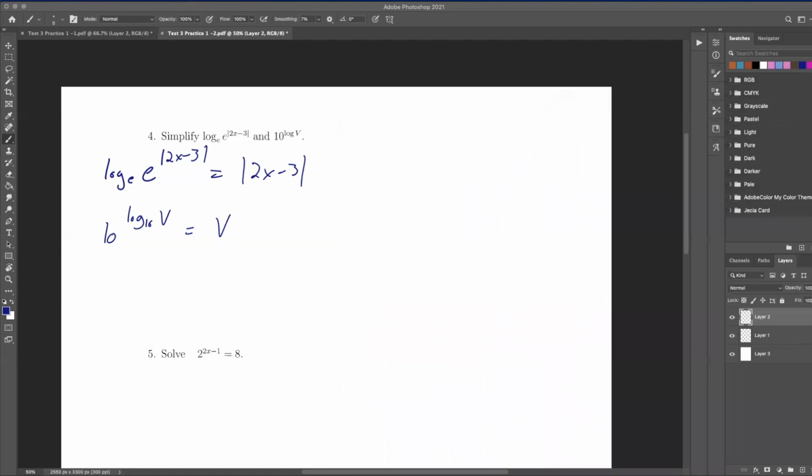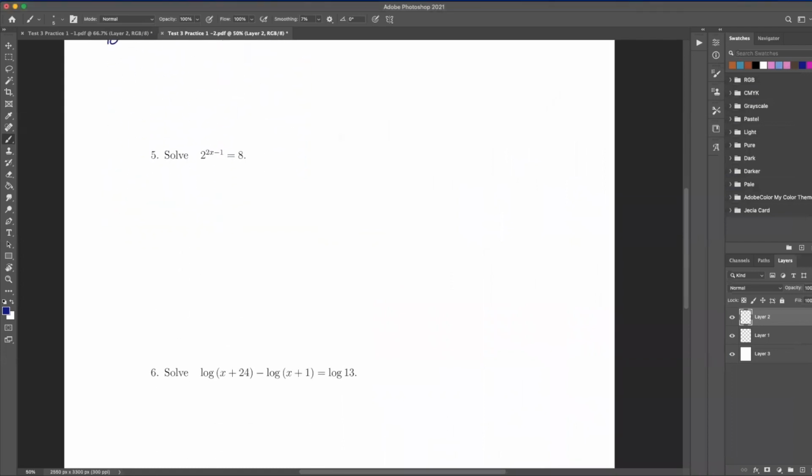All right, so the next one, let's solve ourselves an exponential equation. So here we have this. How we're going to solve this, we're going to take log base 2 on both sides. So I'm going to take log base 2 of 2 to the 2x minus 1 equals log base 2 of 8. And here I want to clear out my exponent. And so this equals just 2x minus 1.